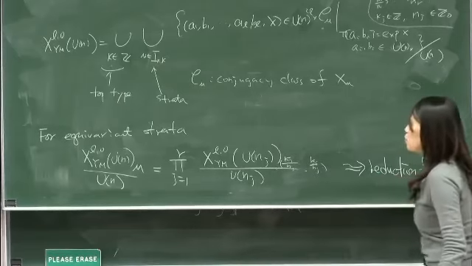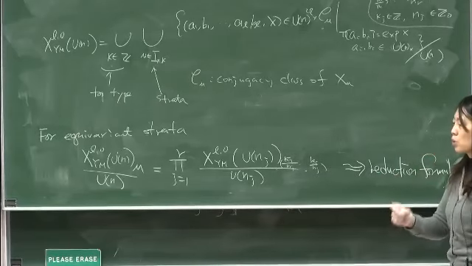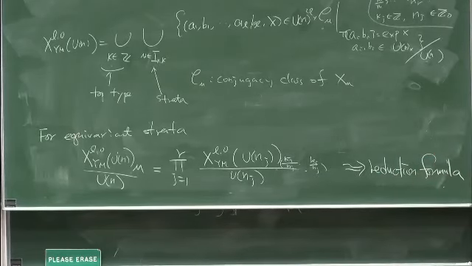So this reduction formula is important because when you do the Morse theory, you do need all the information coming from all the strata. So this tells you a way to relate those things. Okay.